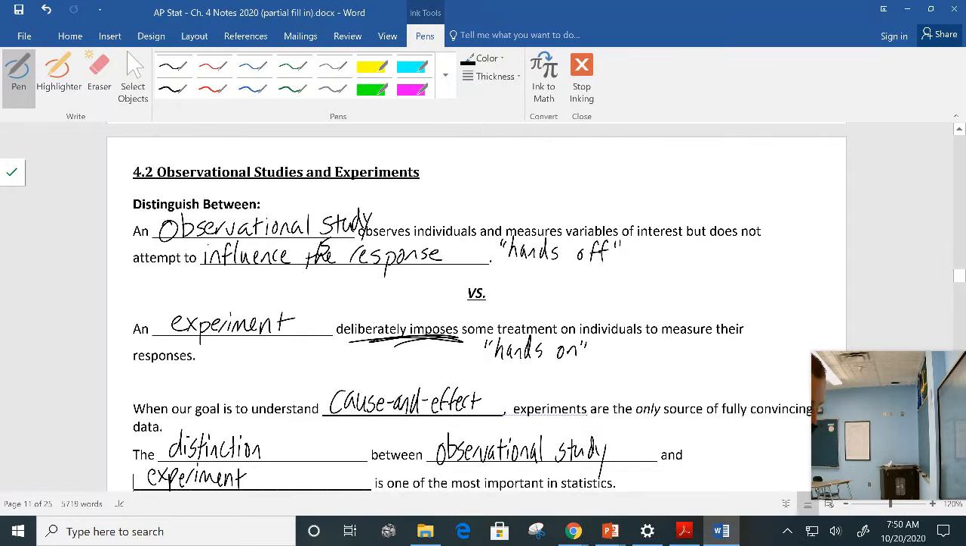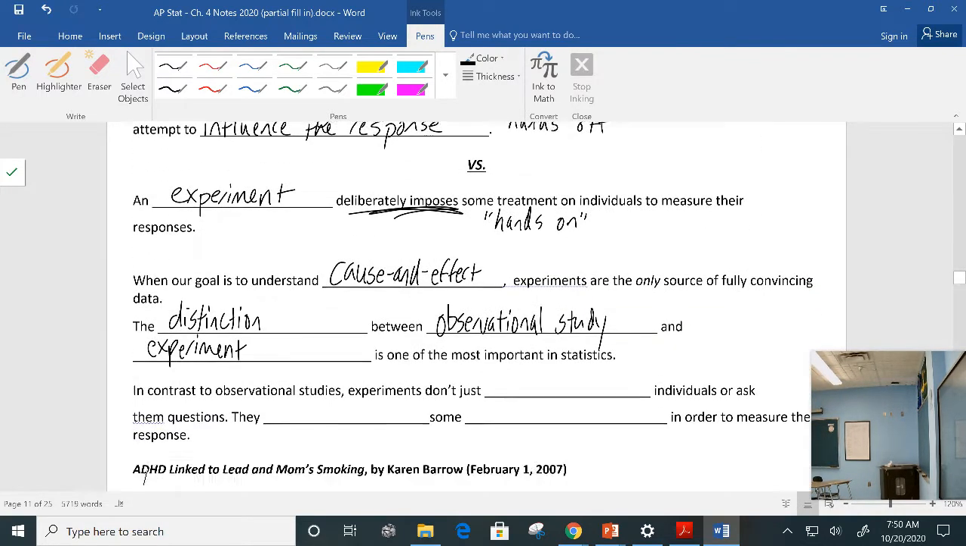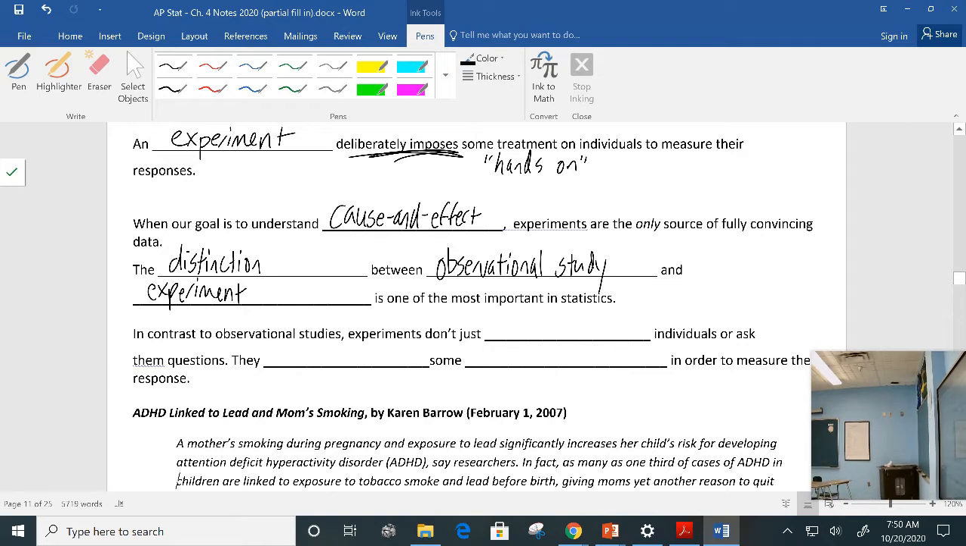So in contrast to observational studies, experiments don't just observe individuals or ask them questions. They actively impose a treatment. And that's the key difference between these two things. In an observational study, we're just observing. In an experiment, we are actively imposing some treatment in order to measure the response. All right, that's the difference between those two things. Observational study, hands-off approach. Okay, we're not imposing a treatment. Experiment, hands-on. We're saying you do this, you do that, and so on and so forth. We'll look at the example that follows in class.